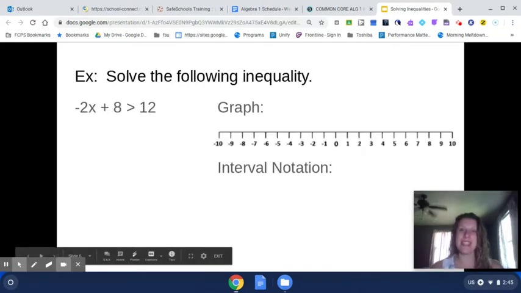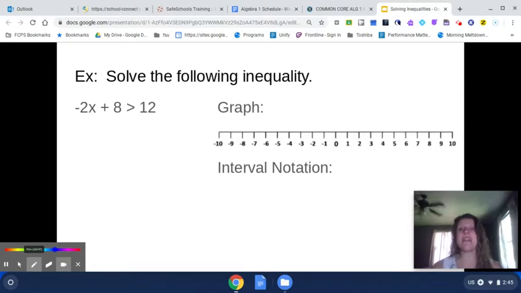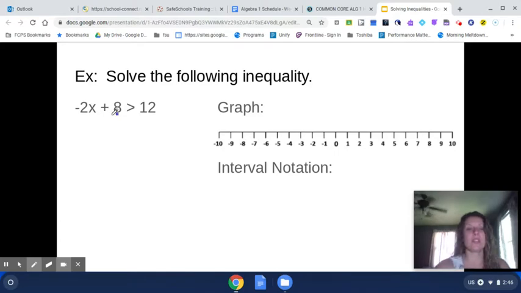All right, so let's go ahead and take a look at our first example. We're going to first solve it. Then we're going to graph the inequality, and then we're going to take a look at what that inequality would look like in interval notation. So the first step here, we're going to use inverse operations. We see -2 times x plus 8 is greater than 12. So I want to get rid of this plus 8 as my first step. So we're going to subtract 8 from both sides of that inequality.